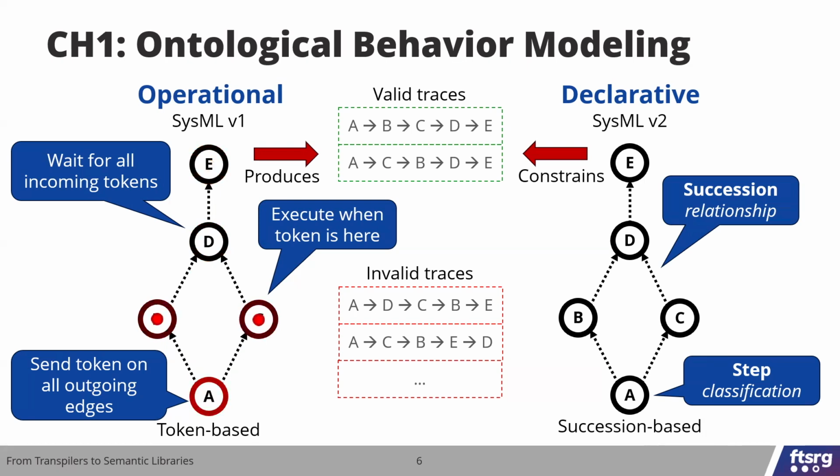So here, the step is a classification, classified as a step. And we have succession relationships between the specific steps. So for example, in this case, A must always come before C. But this doesn't give us a straightforward way to produce all the traces, valid or invalid, that we might want to have.